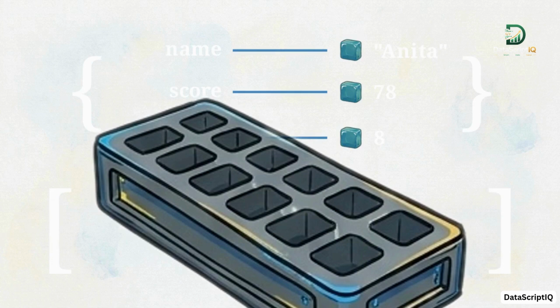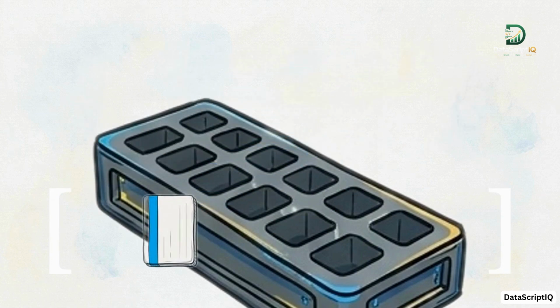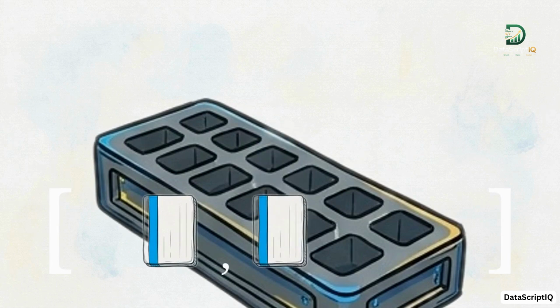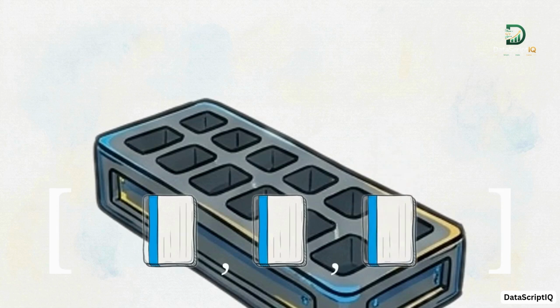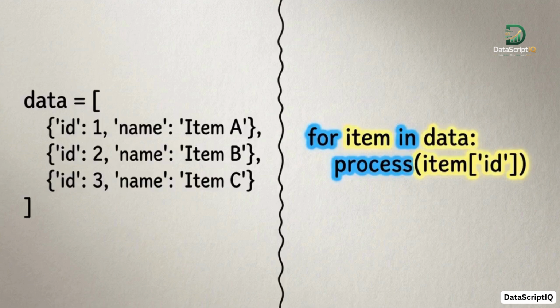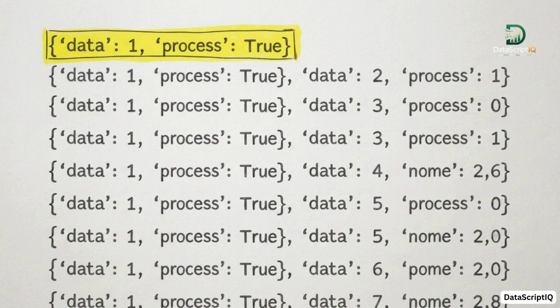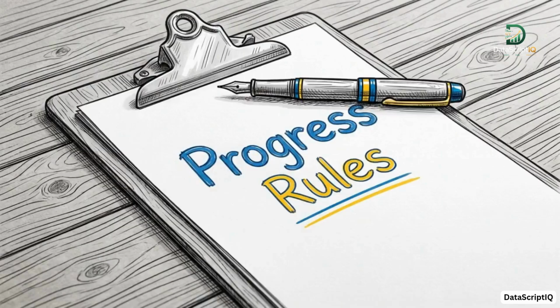For the first record, enter Anita's data, 8 lessons completed and a score of 78. Add a comma, then enter a second dictionary for Omar. Add the final record for Daniel. We now have 3 structured records stored inside a single list. Organizing your data this way allows Python to process every record using the same logic, regardless of how many items are in the list. Now we need to define the rules for our tracker.